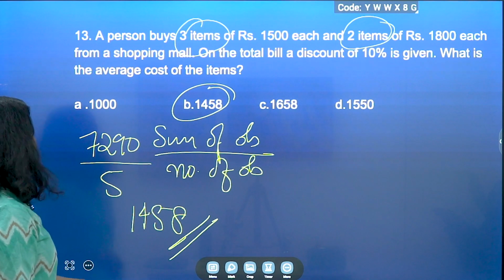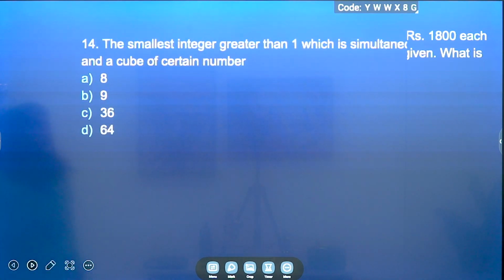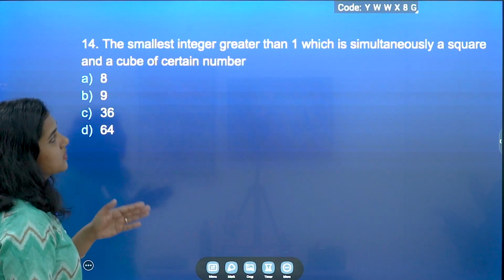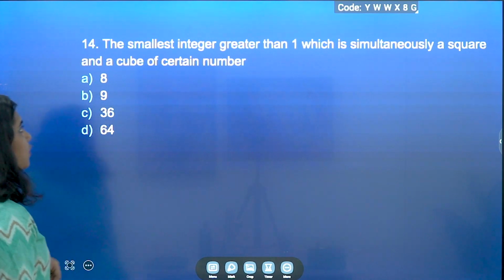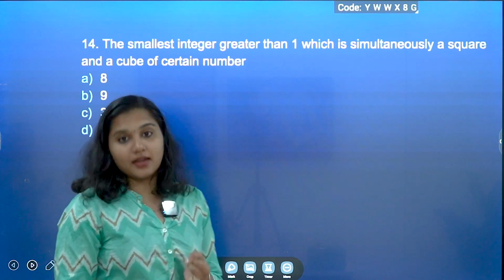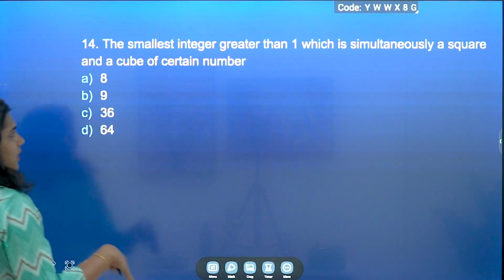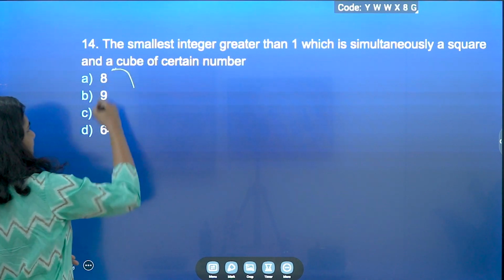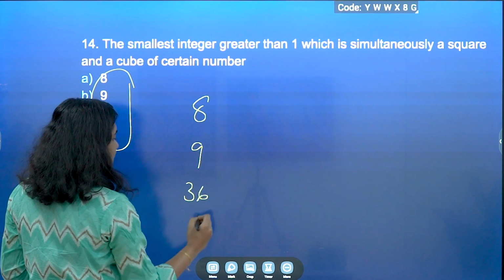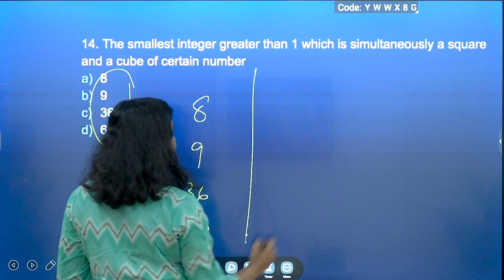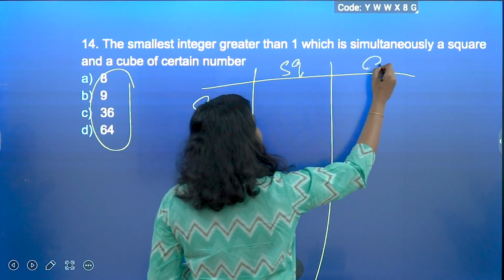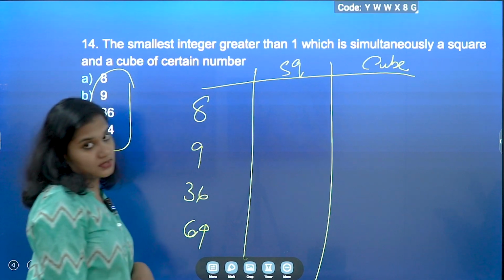Okay, now moving on to the next question. Our next question is: the smallest integer greater than 1 which is simultaneously a square and a cube of certain numbers. So that number should be a square and a cube, right? There is no need to do everything, just look at these options, that's enough. So 8, 9, 36 and 64, these are the options. Now we have to find out whether it is a square and a cube.